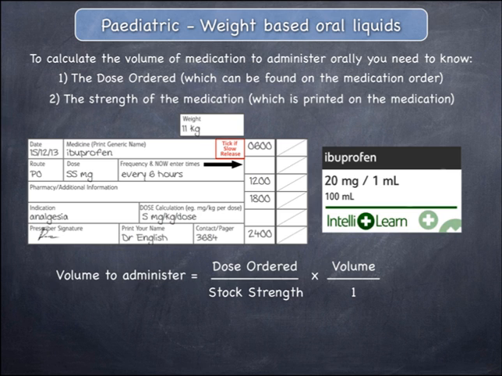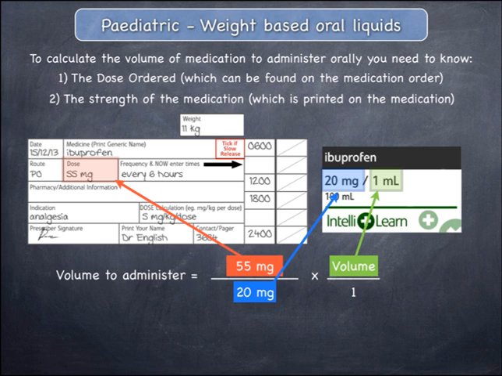Let's now replace each of these quantities with their actual values by reading the medication order and the strength of the medication. The dose that has been ordered can be read directly from the medication order from the box called dose. The dose box specifies how much active medication the patient must be given in each dose. In this case, it is 55 milligrams. The stock strength can be found in the concentration of the medication. It is the first numerical value before the / sign. In this case, it is 20 milligrams.